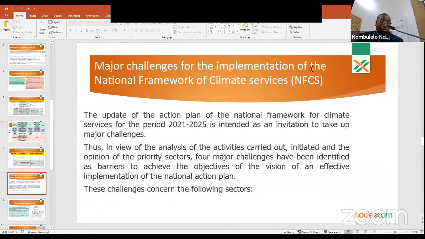Now, for the new national framework, the update of the action plan of the national framework for climate services for the period 2021-2025 is intended as an invitation to take up major challenges. In view of the analysis of the activities carried out, initiated, and the opinion of the priority sectors, four major challenges have been identified as barriers to achieving the objective of the vision of the implementation of the National Action Plan.